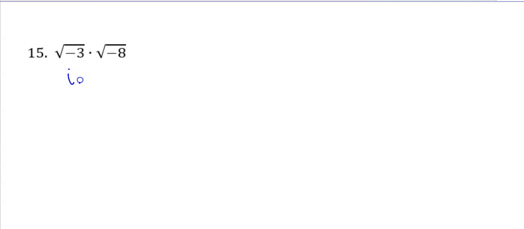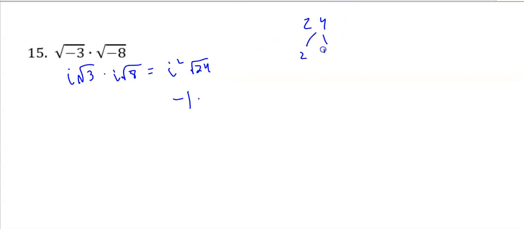Don't forget, pull out the i first. i times square root of 3 times i times square root of 8. So this would be i squared times square root of 24. That might simplify, right? So i squared is negative 1. So that's negative 1 times, let's see, factors of 24. So that'd be like 2 and 12, 2 and 6, 2 and 3. Don't really factor more. 2 with the 6 left over. So times 2 square root of 6. I would write it, oh wow, so just negative 2 root 6.